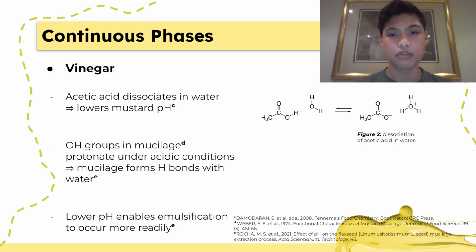This results in the hydroxyl groups accepting positively charged protons, enabling the mucilage to form hydrogen bonds and electrostatic interactions with water. This causes the solubilization and stabilization of the mucilage. Therefore, vinegar provides an environment where emulsification can occur more effectively.